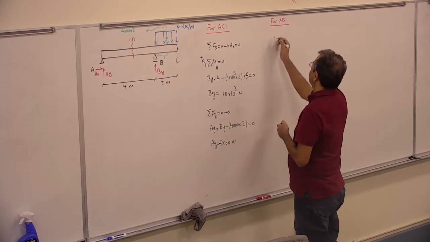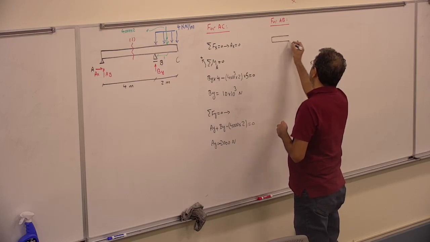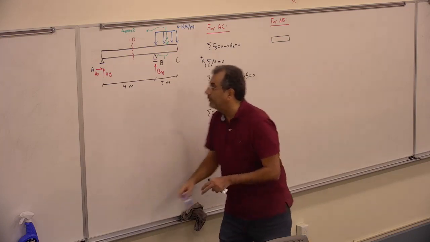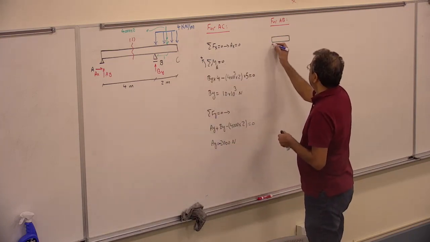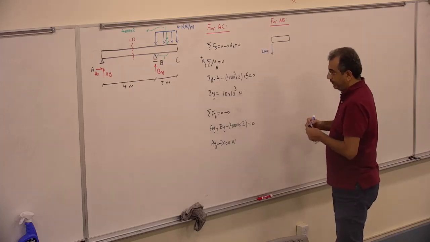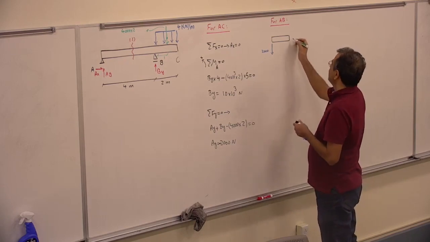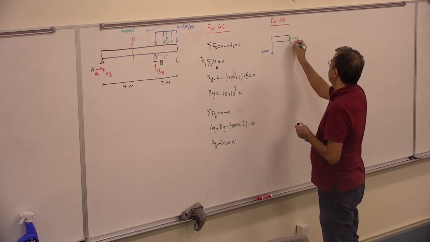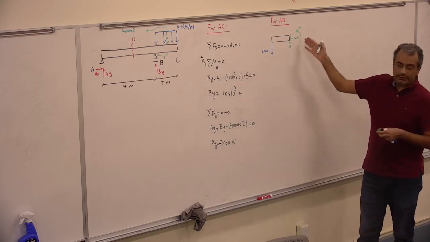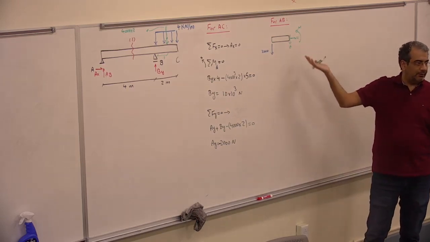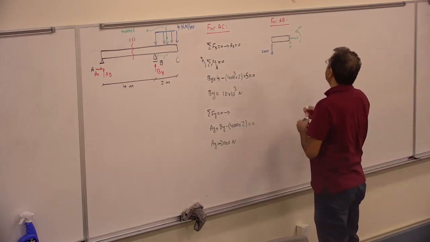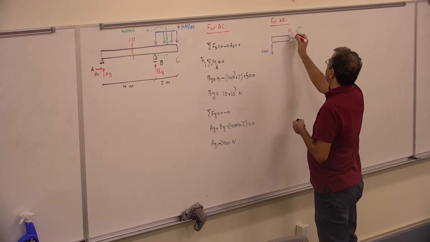There. And then I have AY, which is 2000. And then I have N, V, and M. And remember that I choose this direction because these are the conventional positive directions. And this is going to be the section 2 here. Section 1, sorry.